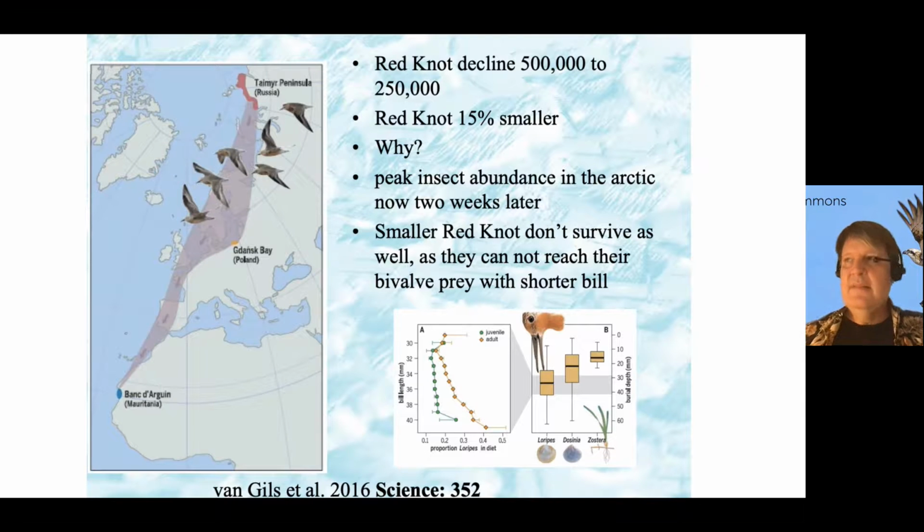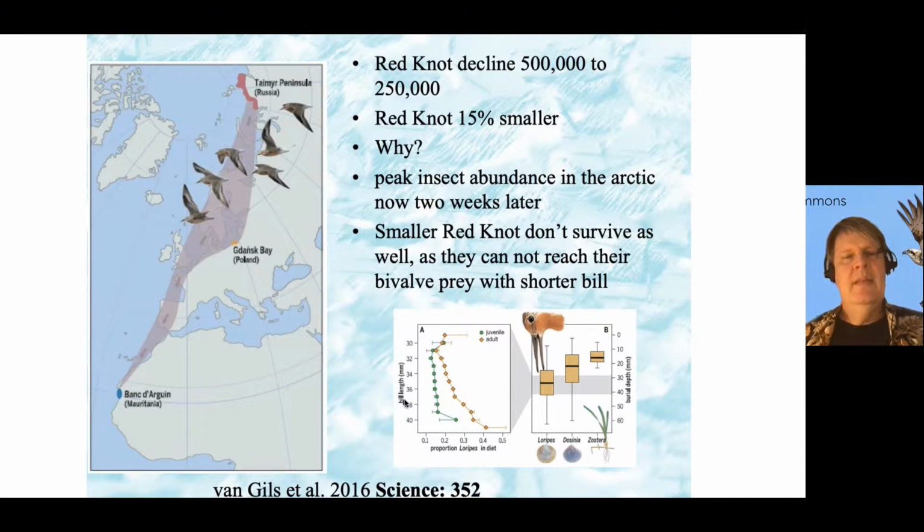But what's interesting is over that time, knots have become about 15% smaller. They've been measuring them up in Russia and West Africa. And when they're catching these birds, they're seeing, hey, these birds are shrinking. And their bill has shrunk by about 15%. So why has that happened?